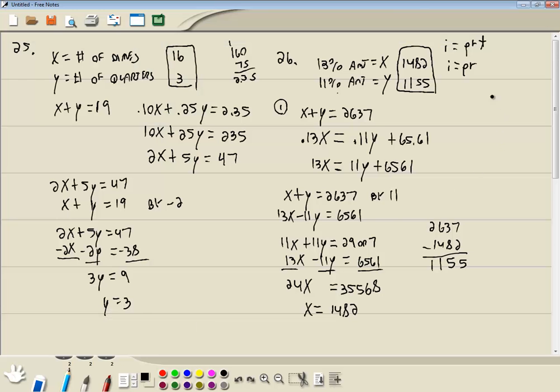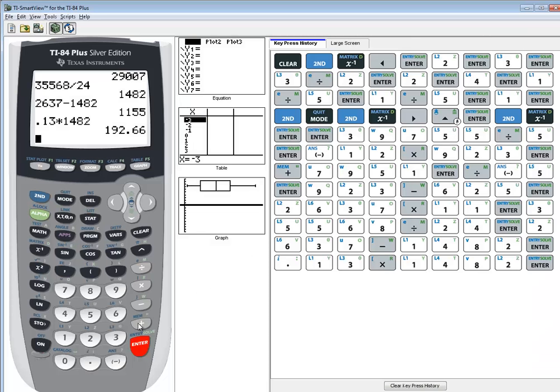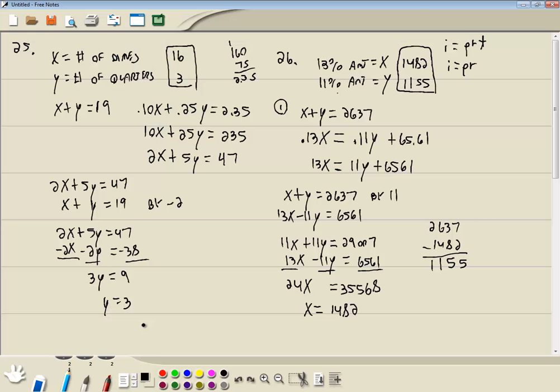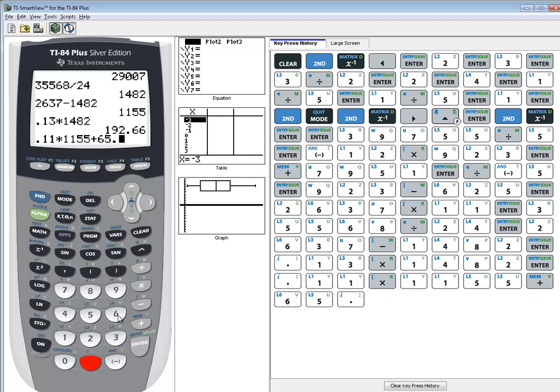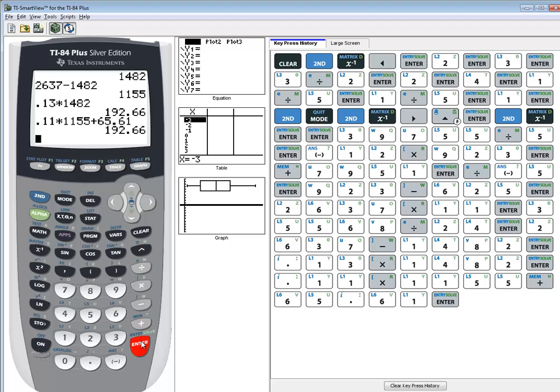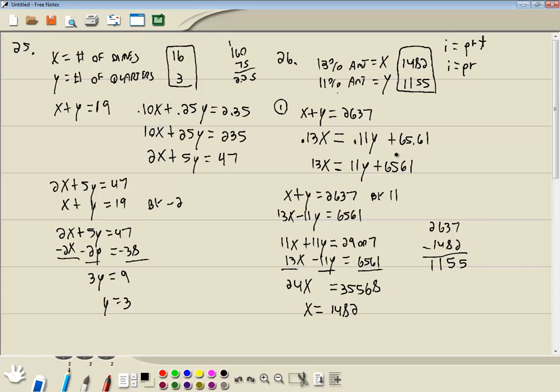gives us 192.66. And then 0.11y plus that, so I got 0.11 times y, which we said y was 1155, plus 6561. It gives us the same value. So it checks, assuming that my interpretation of the wording is correct. That's always an assumption you have to go with here, that how I read that is correct. Just because I worked the problem right doesn't mean squat, really, if I didn't read the wording right.